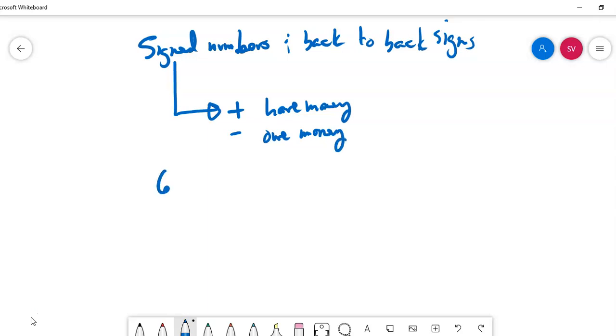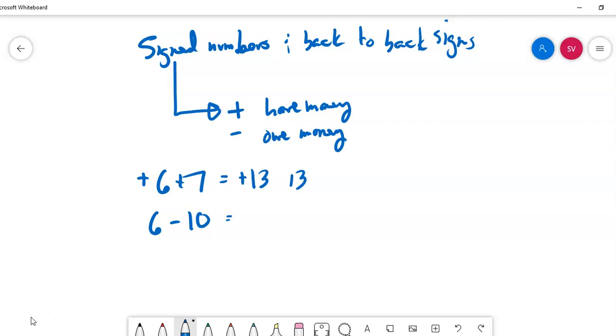So if I have 6 plus 7, if there's no sign in front of the 6, we could assume it's positive. So what this means is, if I have 6 and then I have 7, I'm going to have 13. Now let's take a look at a situation like this: 6 minus 10.